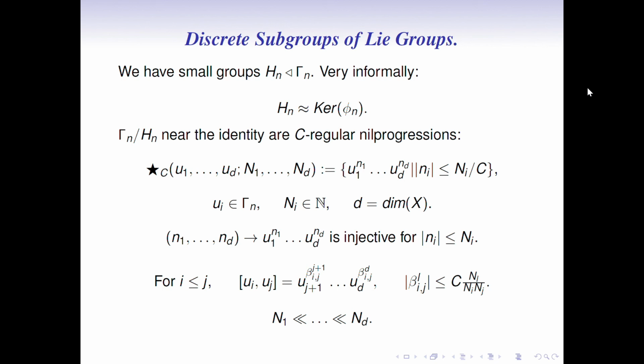We also require the further property that the commutator of Ui and Uj lies in the span of Uj+1, Uj+2, and so on until UD, with some technical control on the exponents. We usually think about nil progressions with the additional assumption that N1 is much smaller than N2, which is much smaller than N3, and so on. So, I told you they had a complicated definition, but they were actually very simple objects, right? Let me give you a couple of examples.